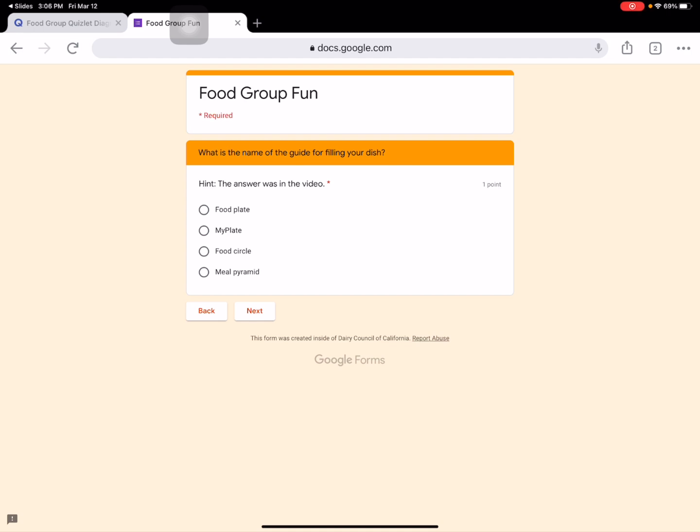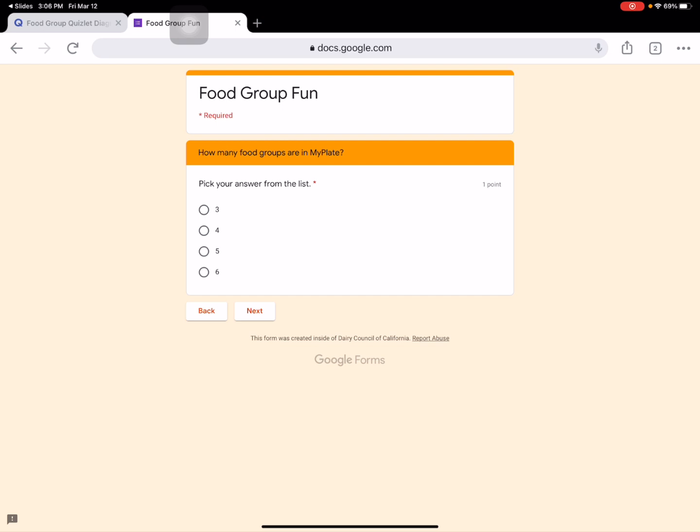What is the name of the guide for filling your dish? Food plate, My Plate, food circle, meal pyramid. If you said My Plate, you are correct.